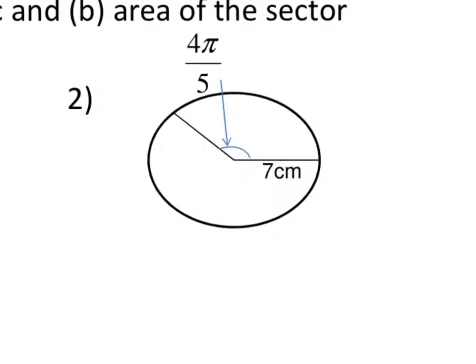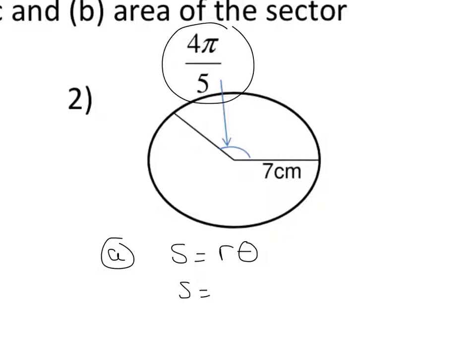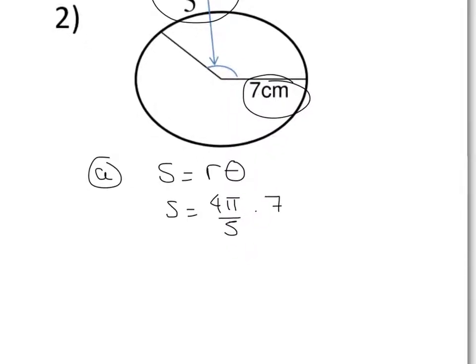Alright, obviously not drawn to scale. We want to go ahead and find the arc length, our S equals R theta, so let's substitute. This is already in terms of radians, so we're good. We just need to substitute. S equals 4 pi over 5 times 7 in centimeters, so now this time we have our unit of measurement. So all we have to do is multiply. S equals 7 times 4, which is 28 pi over 5 centimeters.